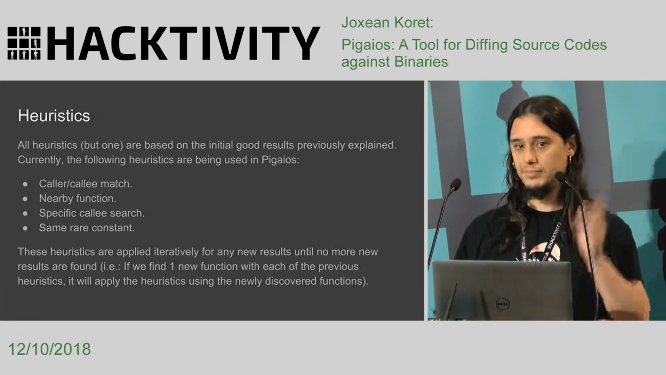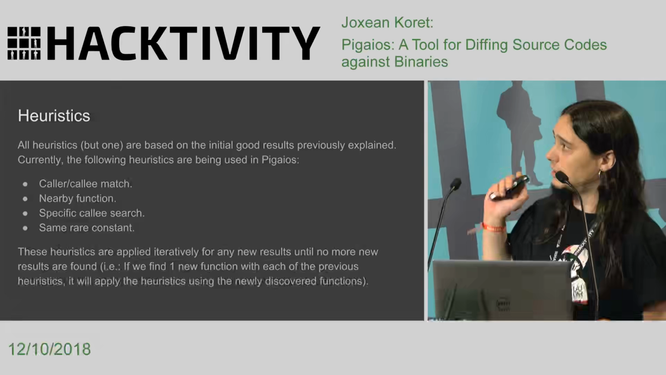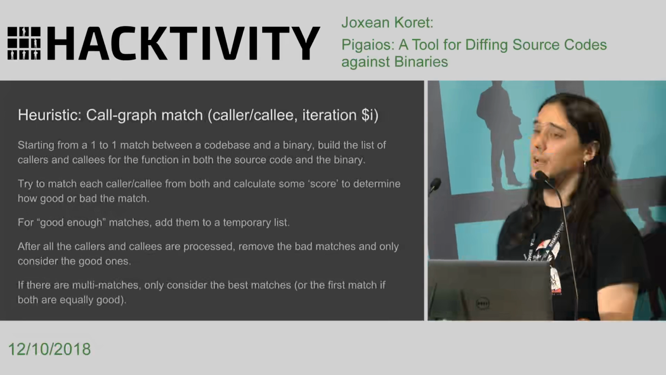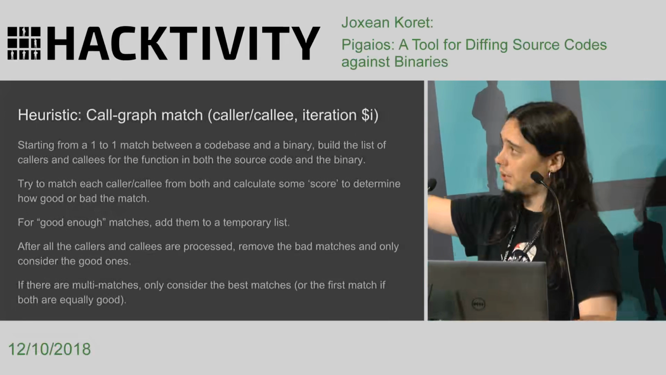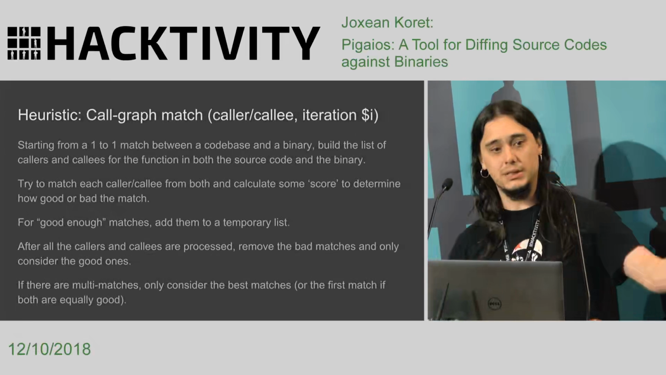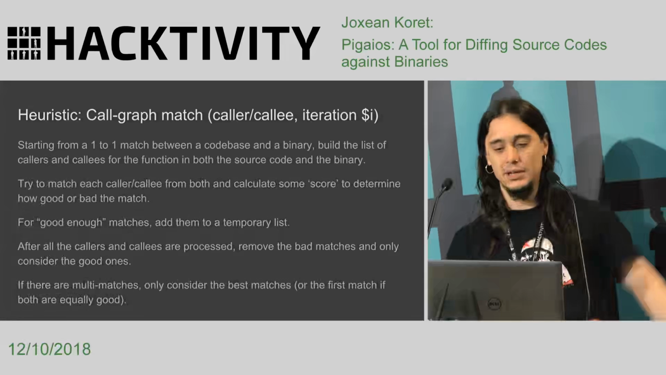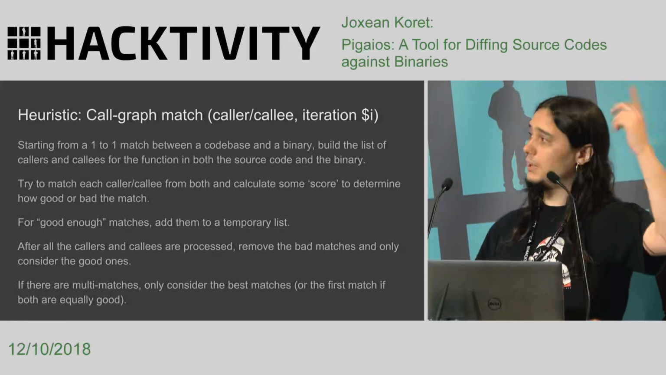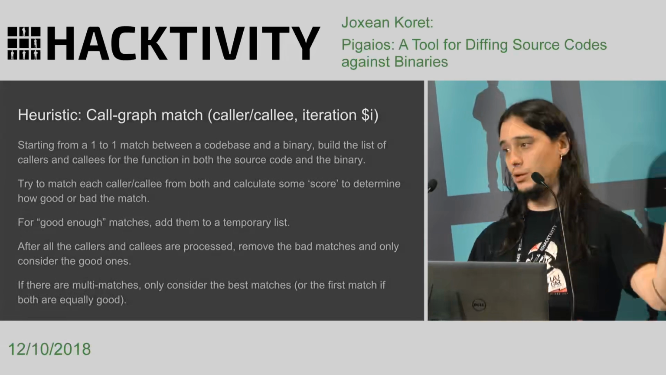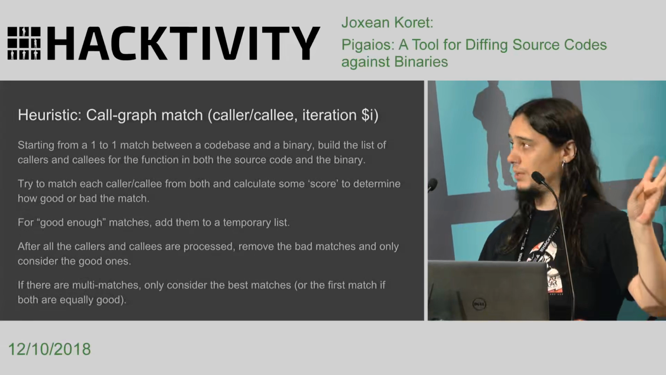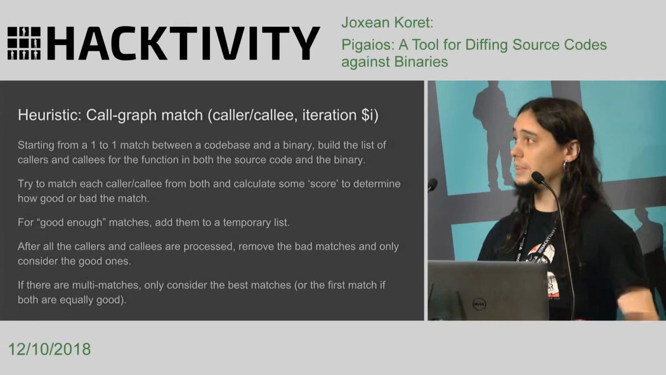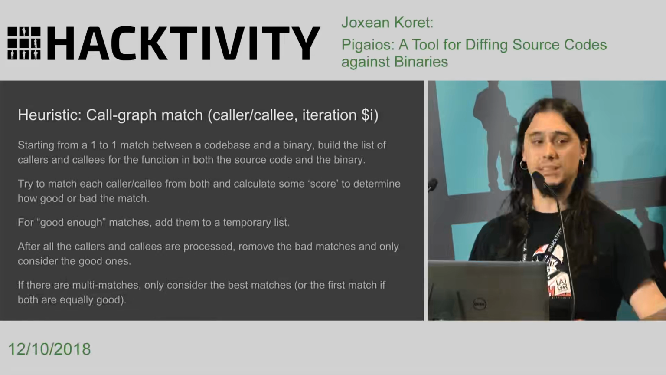Okay? Okay. So now let's start talking about each heuristic. The first one, call graph matches, either for callers or for calls. Starting from a 1-to-1 match, the first good results that I have, I build the list of callers and the list of calls. I try to match each caller and callee from both and calculate some score to determine how good or bad the matches are.